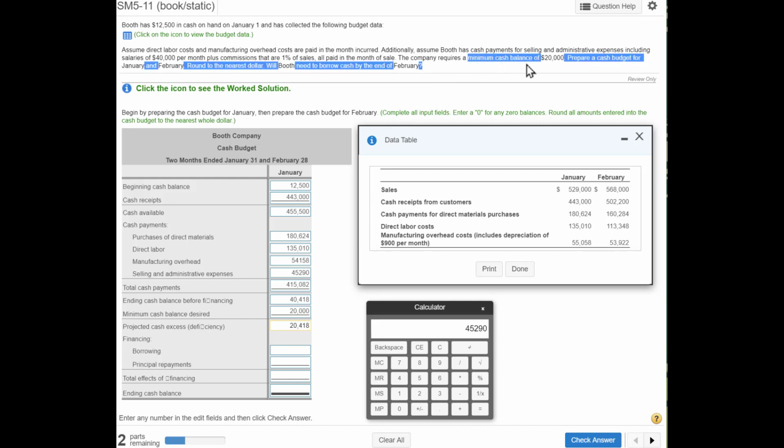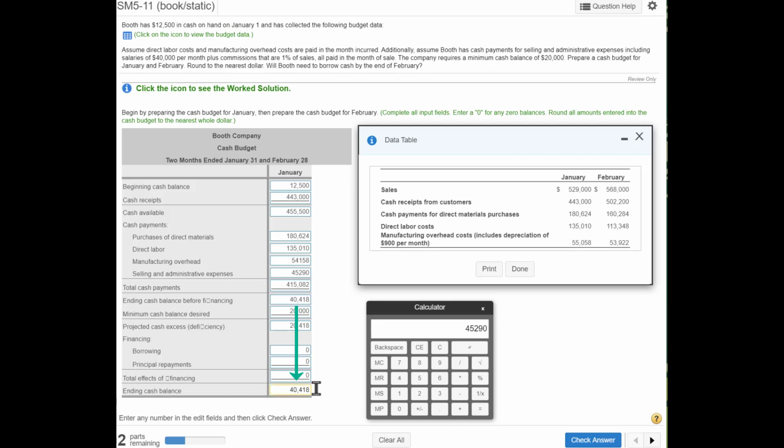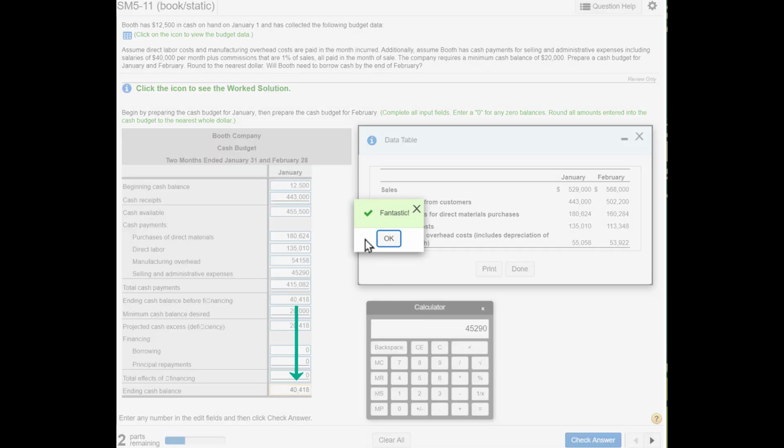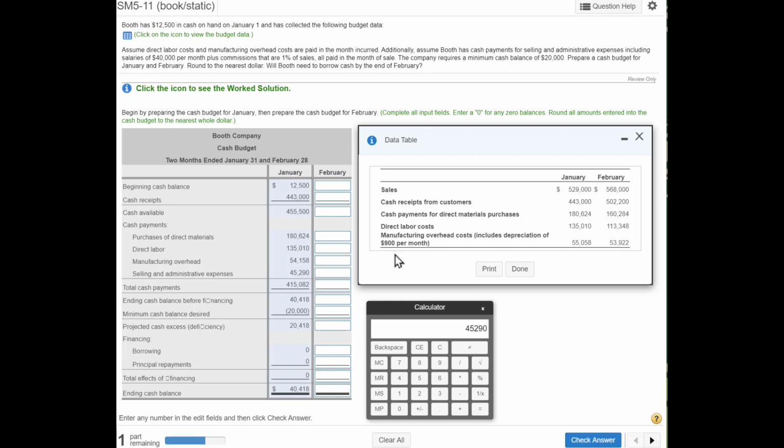Cool. So we have extra money. Remember, our minimum cash balance is 20,000. We've got way more than that. We've got 40,418. So do we need to borrow any? No. And if we're not borrowing any, our principal repayments will be 0. And there's no interest because we're not borrowing anything. So the total effect on financing is 0. So our ending cash balance is the same as this, 40,418. Fantastic.